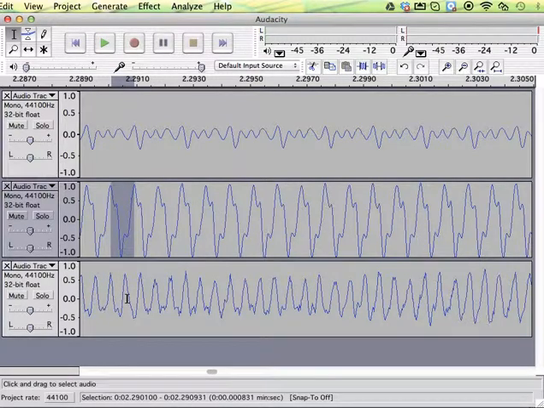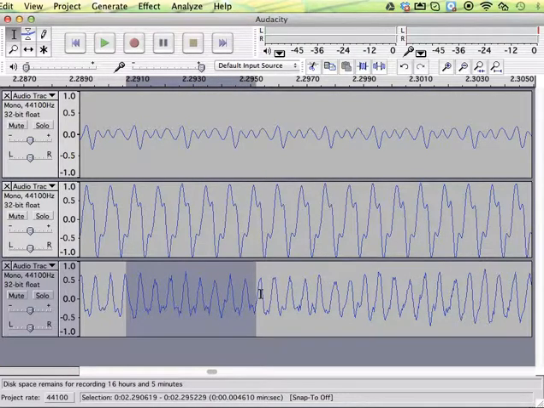Now in the bottom one, again, we can take the time for 10 waves. 1, 2, 3, 4, 5, 6, 7, 8, 9, 10. And this time we have a time of 0.005274.